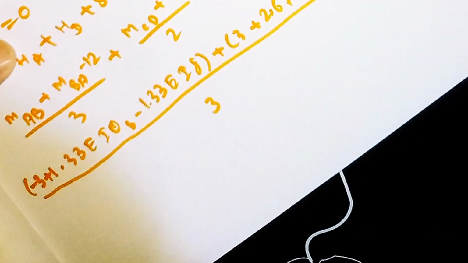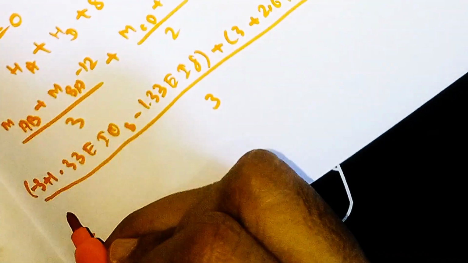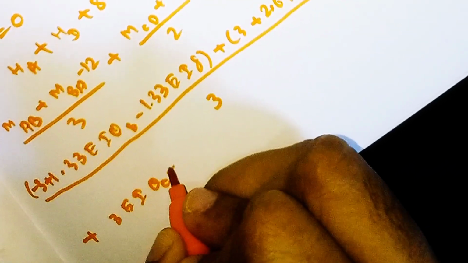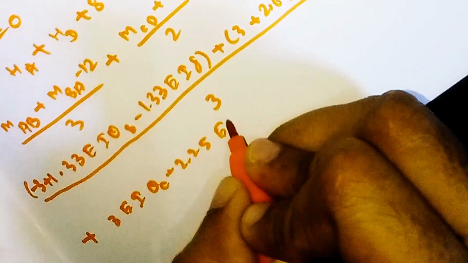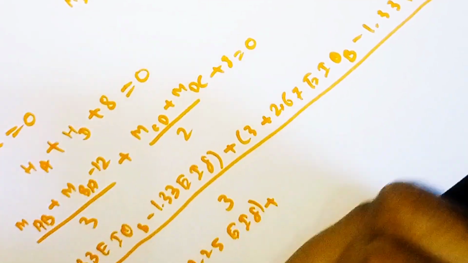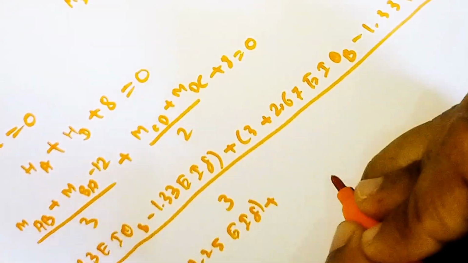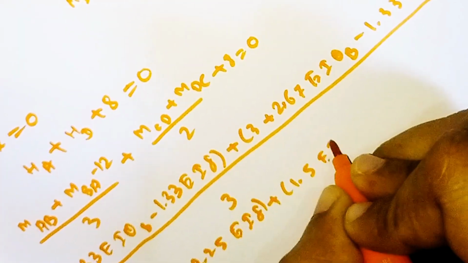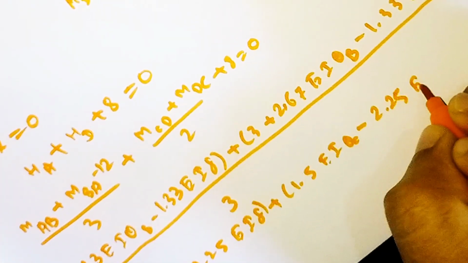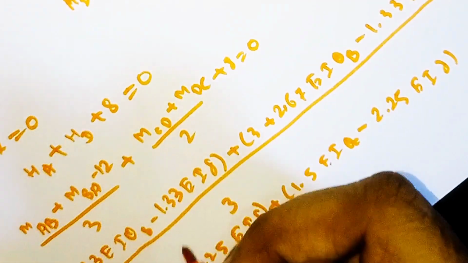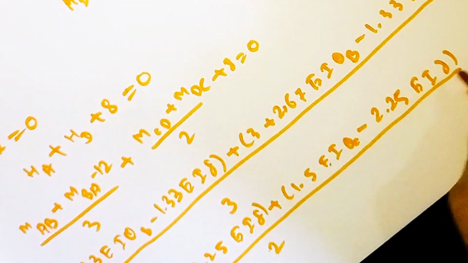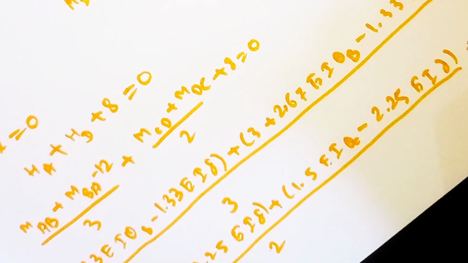Divided by 3 plus, I am writing here, the MCD value we got was 3 EI delta C minus 2.25 EI delta, plus the MDC value we got was 1.5 EI theta C minus 2.25 EI delta, divided by 2, so keep it as it is. Plus 8 is there, plus 8 is equal to 0.